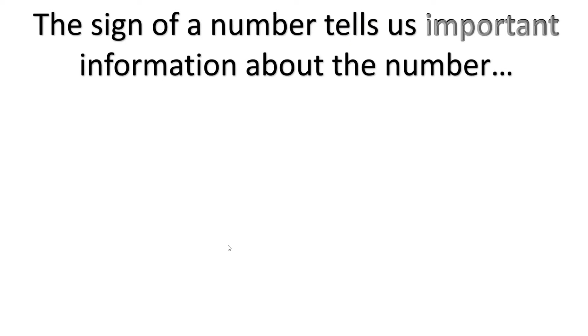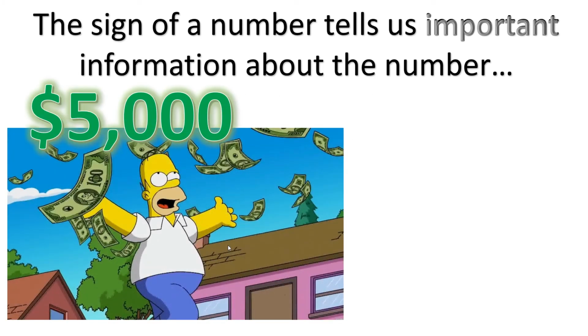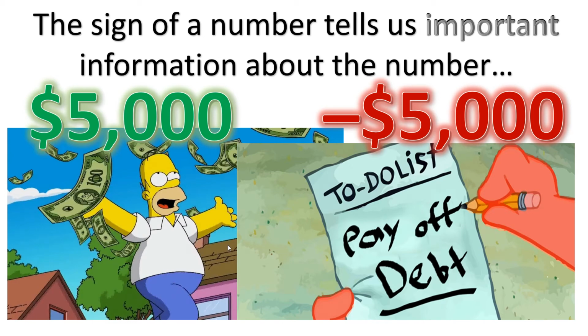The sign of a number tells us important information about that number. For example, right now, we have 5,000 of something. We could have 5,000 giraffes. We could have 5,000 degrees Celsius. We don't have units on this, but without a sign in the front, it means positive. So right now I've changed it to $5,000, which is good news. We're happy. Unfortunately, if we add a negative sign in the front, it has now changed what it means, and we are not so happy. We now owe $5,000.